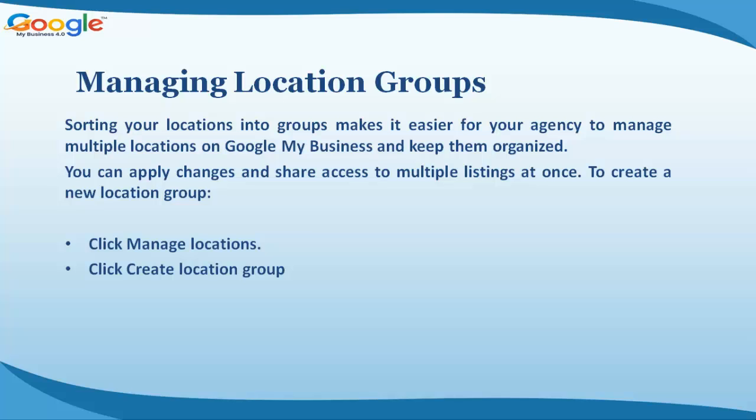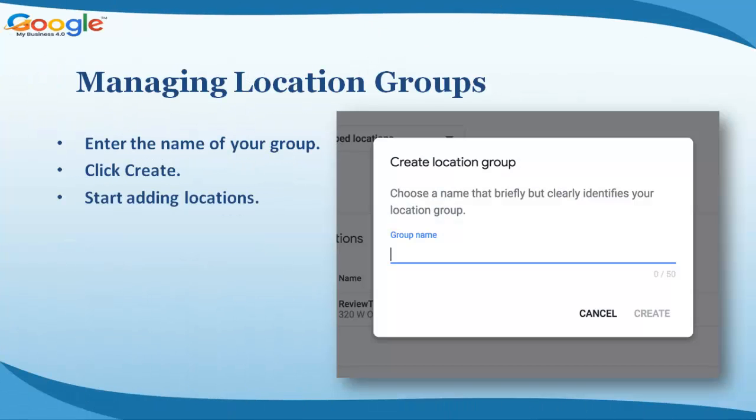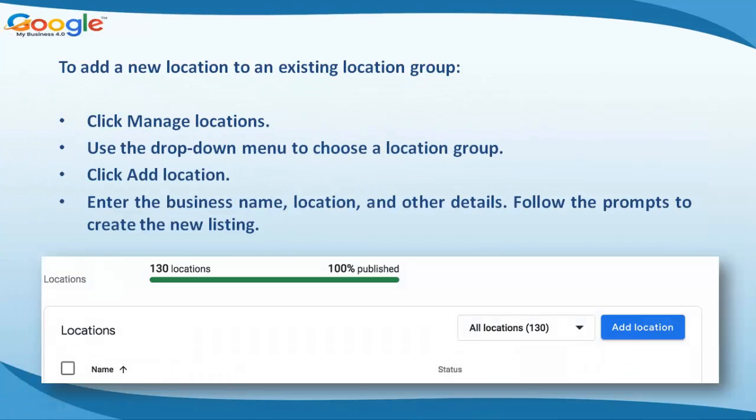To create a new location group, click Manage Locations. Click Create Location Group. Enter the name of your group. Click Create. Start adding locations. To add a new location to an existing location group, click Manage Locations. Use the drop-down menu to choose a location group. Click Add Location. Enter the business name, location, and other details. Follow the prompts to create the new listing.